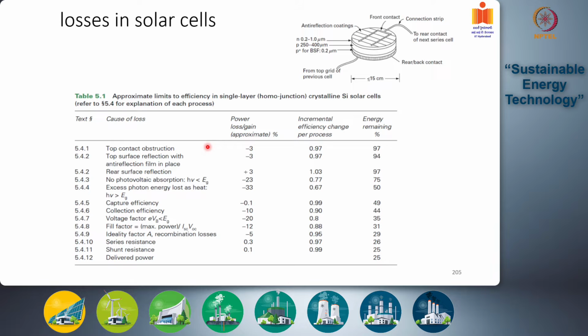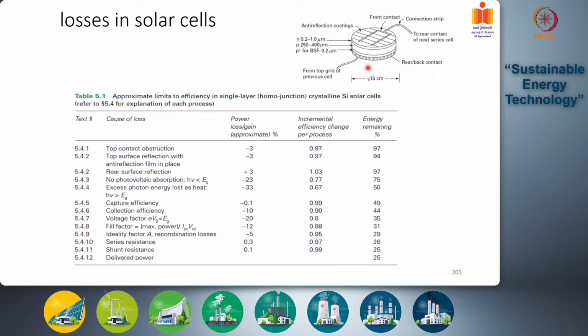Due to the top contact obstruction, you lose around 3% of the incident solar energy. So you get a power loss of around 3%, and the energy remaining is 97%. Then you have top surface reflection. This can be reduced significantly if you put an anti-reflection coating in place, and we will discuss these points in a little more detail just after we go over this table. If you have a good anti-reflection coating on the top surface, then the loss due to reflection can be minimized to around 3% of the remaining energy. So the energy remaining is around 94%.